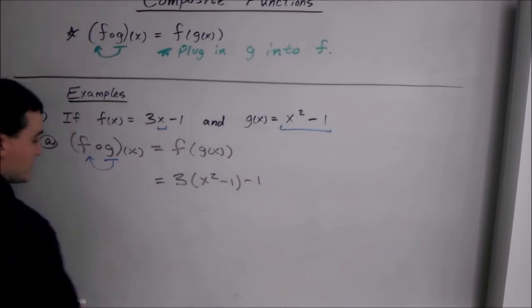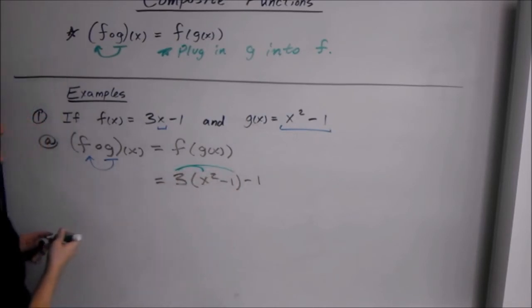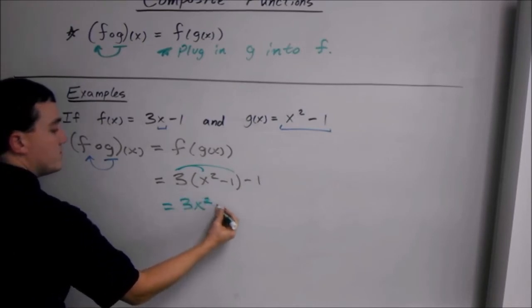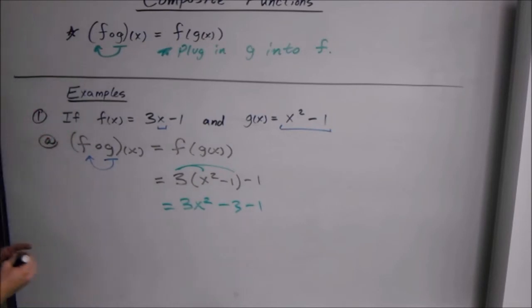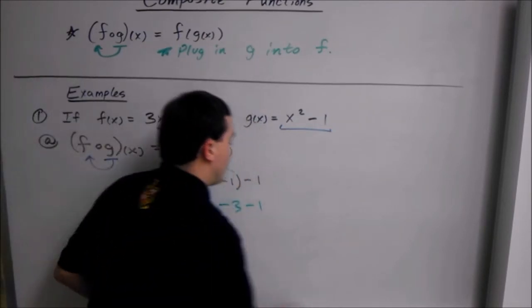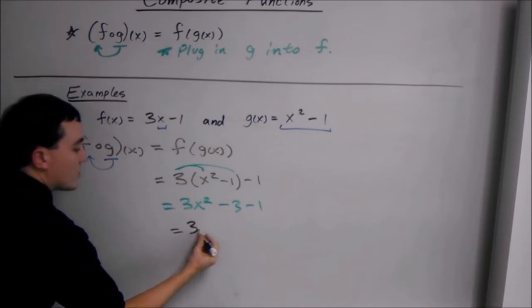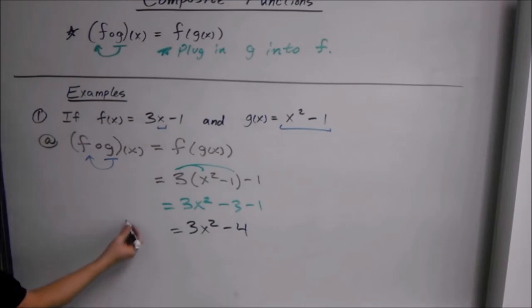And then simplify it. So here we're just going to have to distribute, which gives us 3x squared. 3 times negative 1 is negative 3, minus 1. And then last we would add like terms. So equals, finally, 3x squared minus 4. And that would be f of g of x.